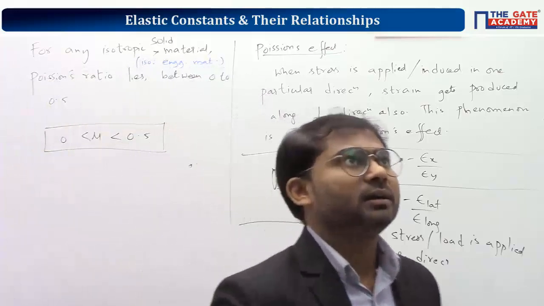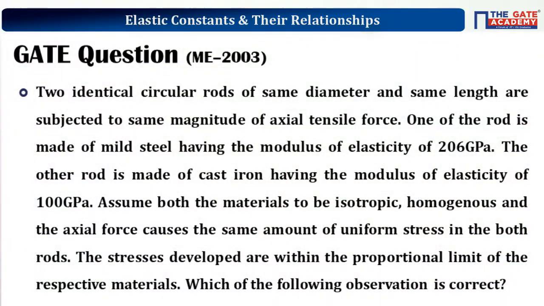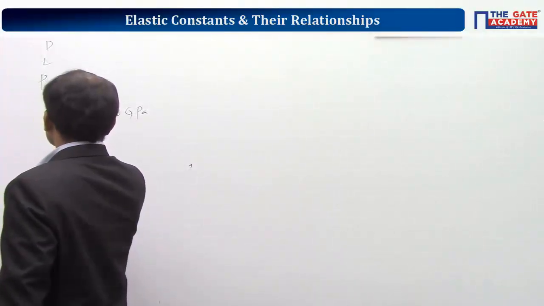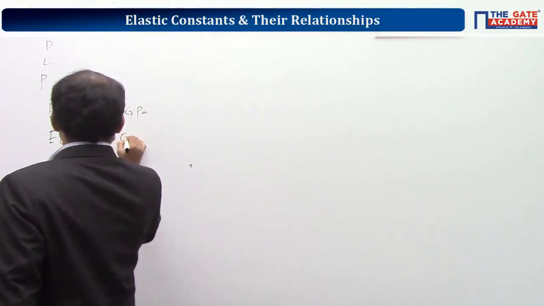You guys can go with the question. Kindly copy the question. It's given that two identical circular rods of the same diameter and same length are subject to the same magnitude of axial tensile force P. One of the rods is made of mild steel having Young's modulus of 206 gigapascal. The other rod is made of cast iron having modulus of elasticity of 100 gigapascal.